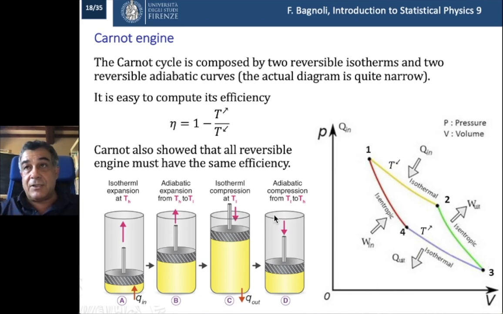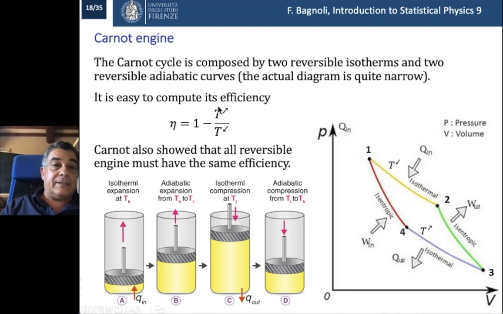So I would need very large cylinders, very heavy pistons, and this is the reason why we never use a real Carnot engine, in spite of its high theoretical efficiency, to perform real work. And if you compute the variation of work and heat on these transformations, you discover that the actual efficiency of the Carnot engine is given simply by the ratio of the temperatures of the two heat sources.